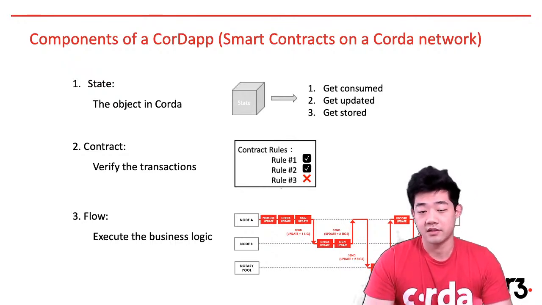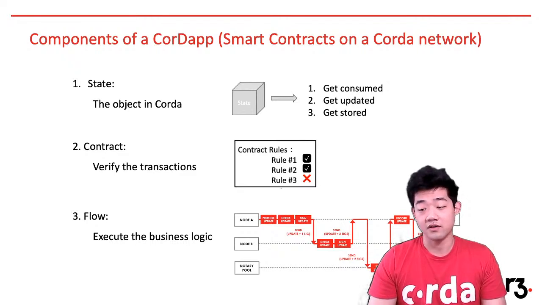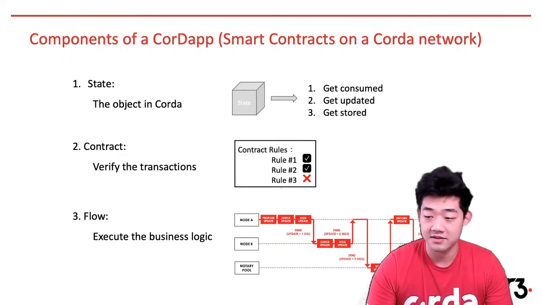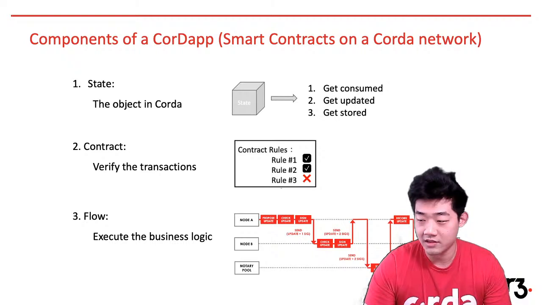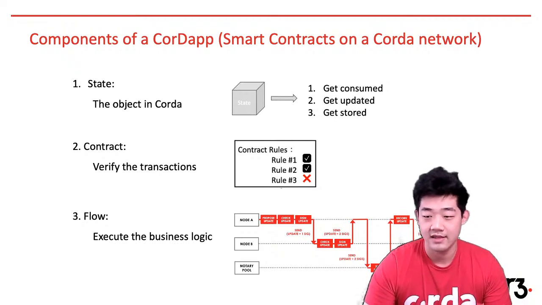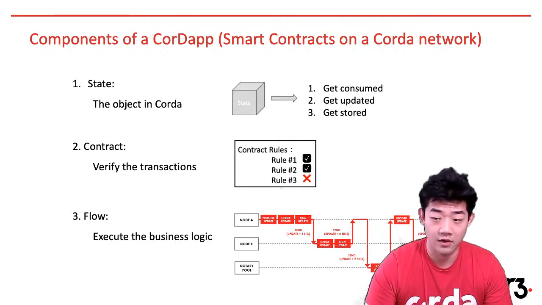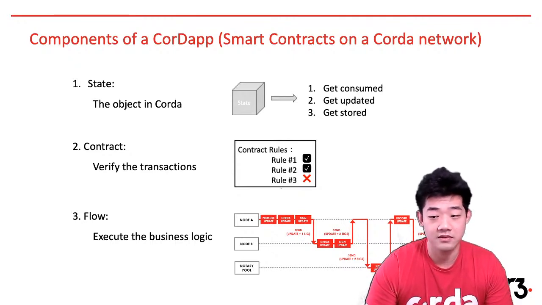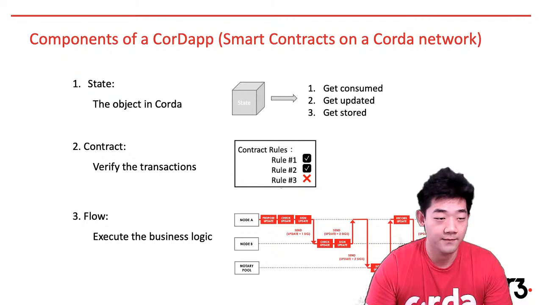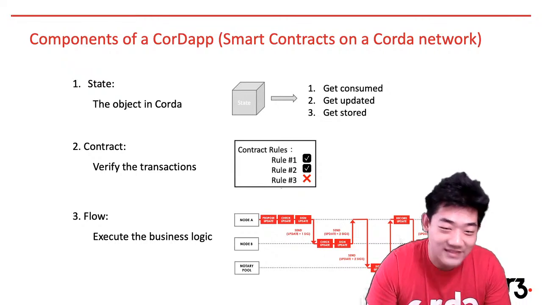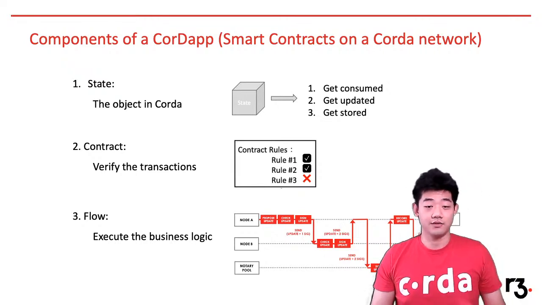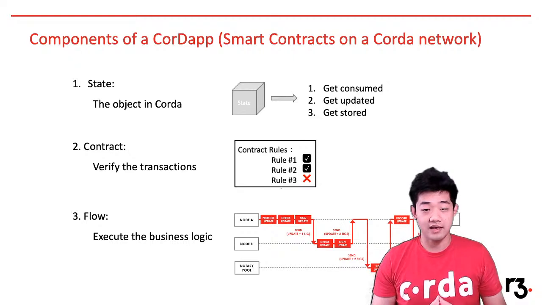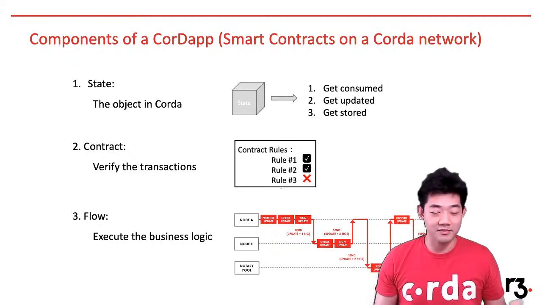And lastly is a Corda flow. It represents the business logic, all the calculation, verification, signing, and data writing will be in the flow. And the Corda flow is what gets executed in your Corda system. So you don't call a state, you don't call a contract, you call a flow, and then that flow can do all the magic behind the scenes.